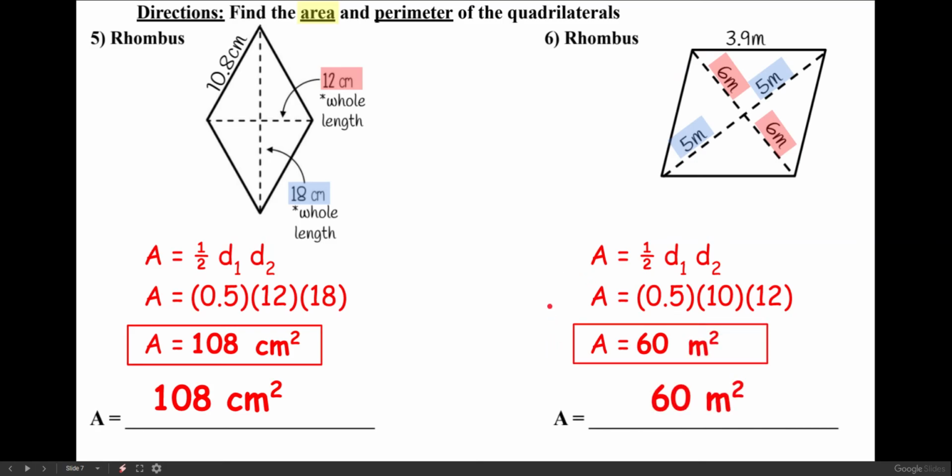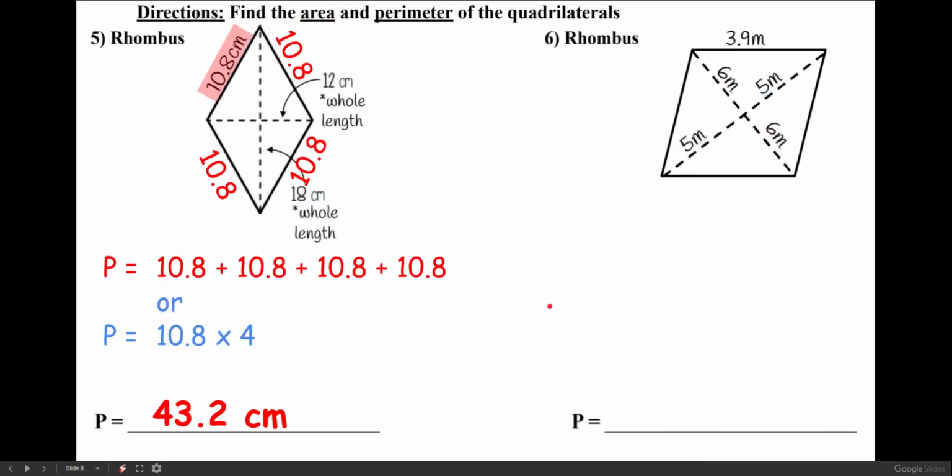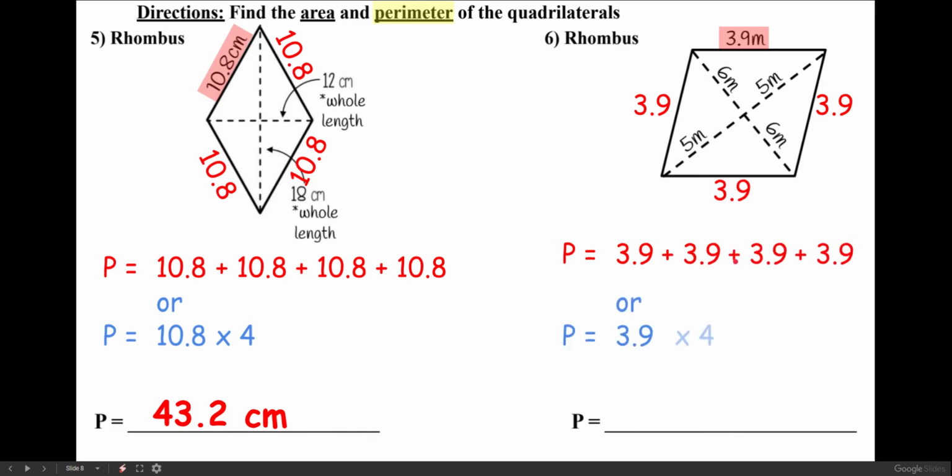Let's go ahead and do the perimeter of this one now. So to find the perimeter, we need to find the lengths of all the sides together. This is 3.9, which means this is also 3.9, and this is 3.9, and this is 3.9. So you can add up 3.9 4 times, or you could do 3.9 times 4. It's up to you. I prefer to do this because it's faster, and the answer is 15.6. 15.6 what? Well, it's in meters, so 15.6 meters.